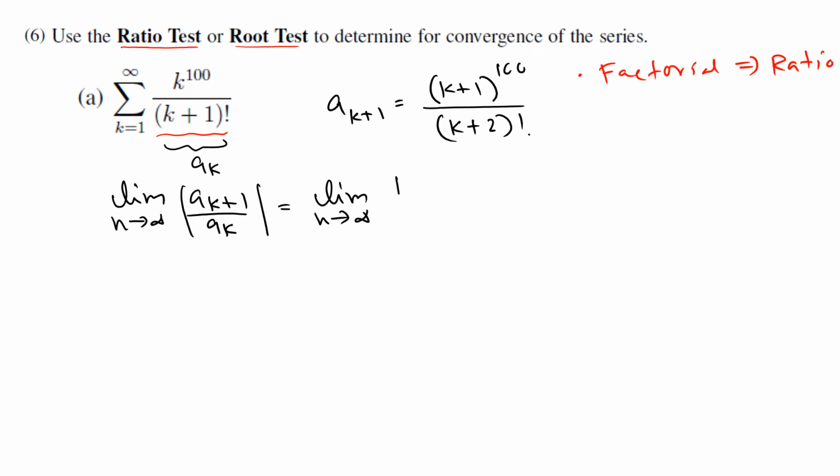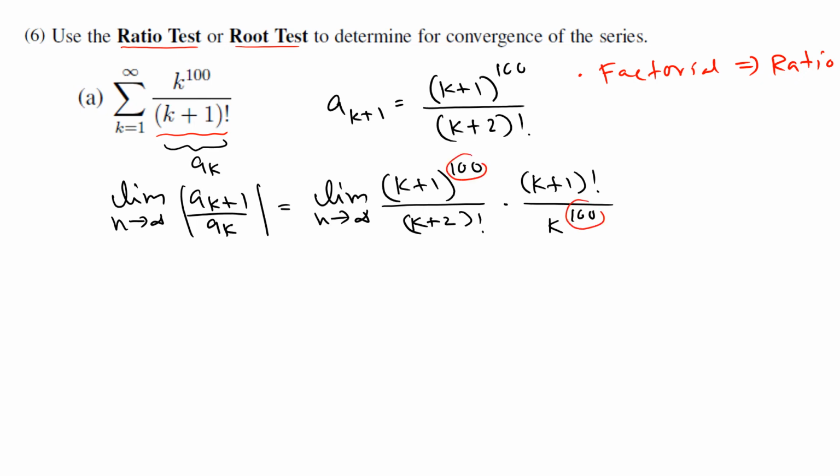So let's write (k plus 1) to the 100 over (k plus 2) factorial. And again, it's a division, so write it upside down: (k plus 1) factorial over k to the 100. So there is a special simplification going on here. What we normally do is collect the terms with equal powers, and the factorial you're going to expand. So that's the next step.